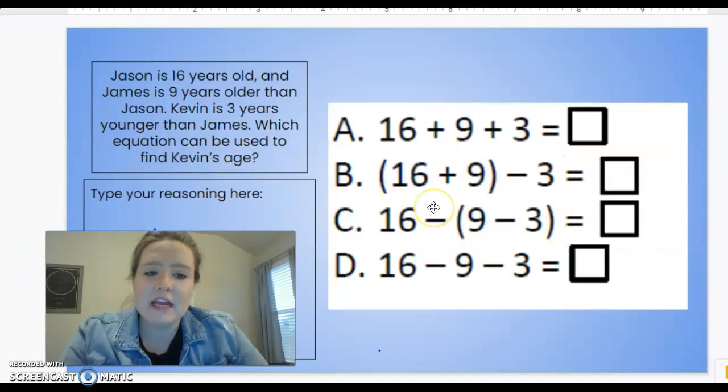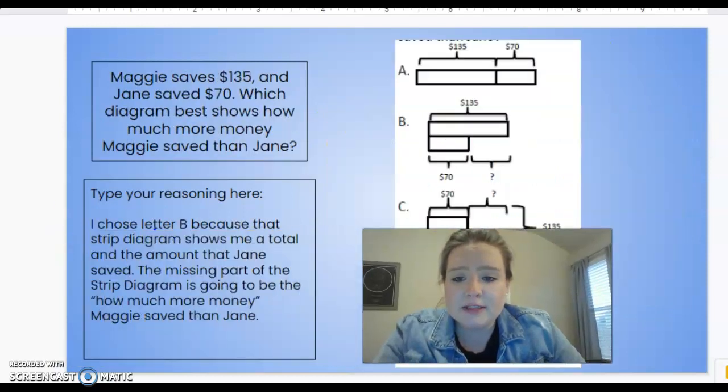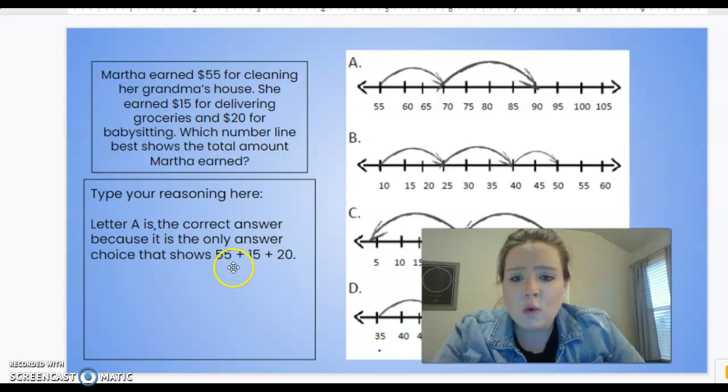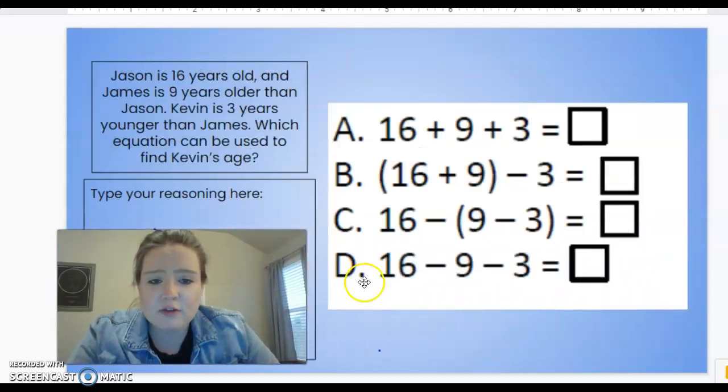Okay, this one is asking for the number sentence that goes along. So this number sentence on this one was 55 plus 15 plus 20. Okay, that's what this is looking for. This is looking for the number sentence. Jason is 16 years old, and James is 9 years older than Jason. Kevin is 3 years younger than James. Which equation can be used to find Kevin's age?